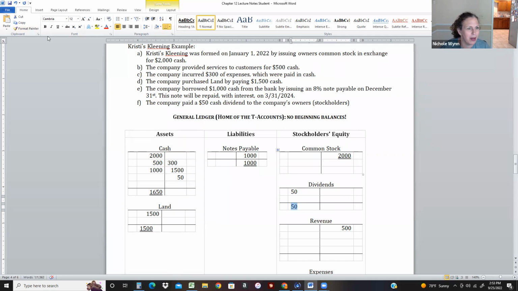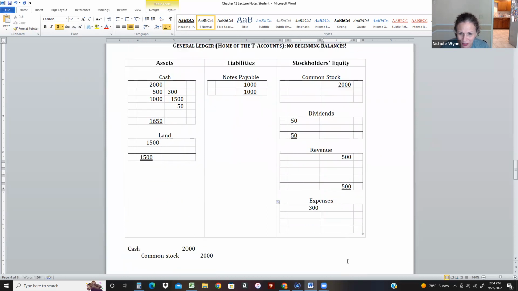Why did that one not automatically double underline? The rest of them did. And then revenue is sitting there at 500 and expenses are sitting there at 300. And you did not have to rewrite those. We all saw what the balances were.